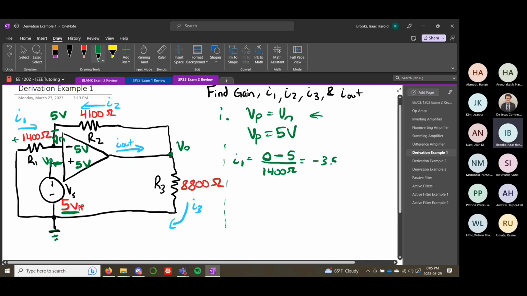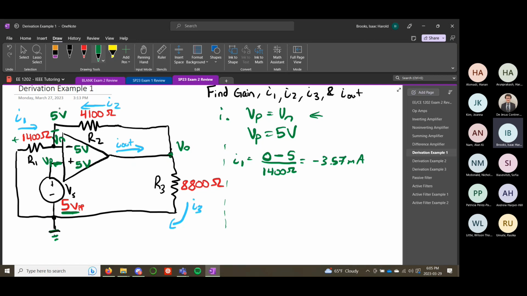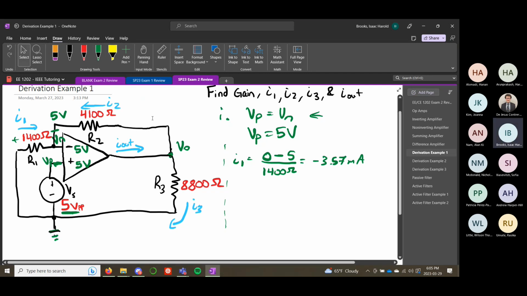Negative 3.57 milliamps, right? We know that ground is on the left side and we have a positive 5 volts here. So current is not going to flow from left to right, but because I1 is defined from left to right, the value of I1 is negative because it's actually flowing from right to left. If they didn't give us the direction of I1 and said find the current through R1, then we could have chosen the direction to be whatever we want. But it's when they give you these arrows that you have to do it.